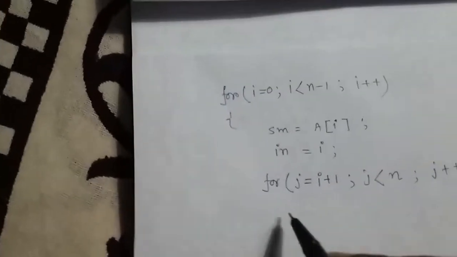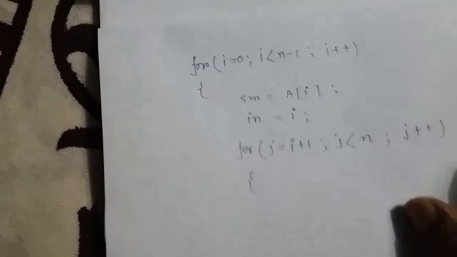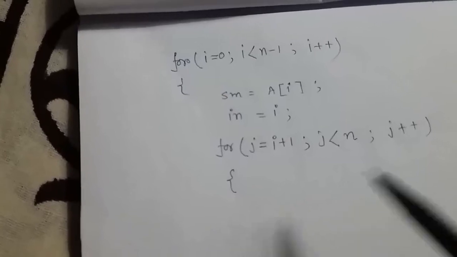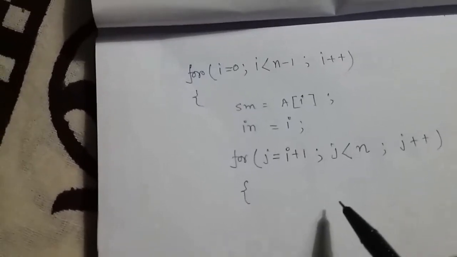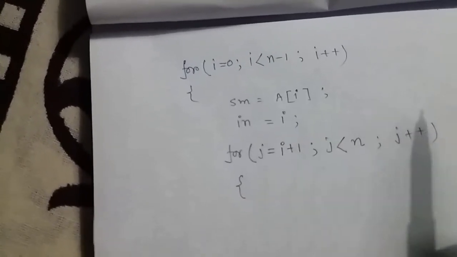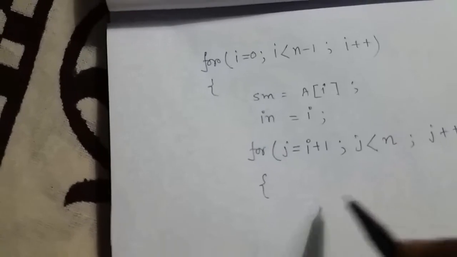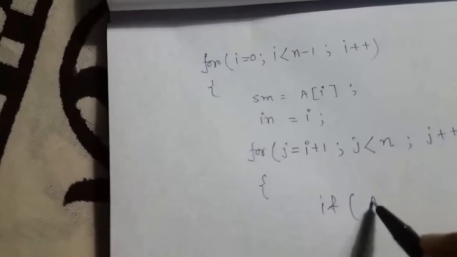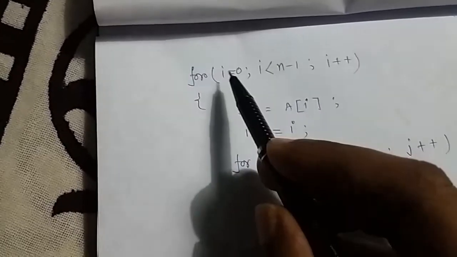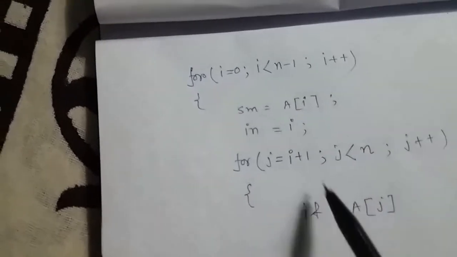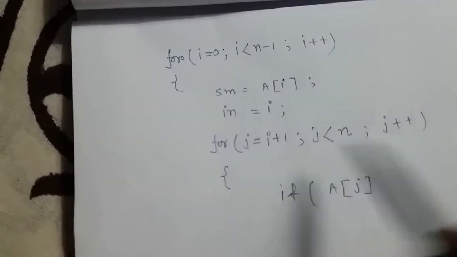So the code will be like this: j less than n and here j plus plus, because it is also a forward loop. Now inside the nested loop, comparison will be performed. So every time the comparison is being performed between the element that is being considered and the elements that are coming one by one. So here we will write if a of j. I will write here j because j is the array index here, not i. i is controlling the number of passes and j is controlling the array index.